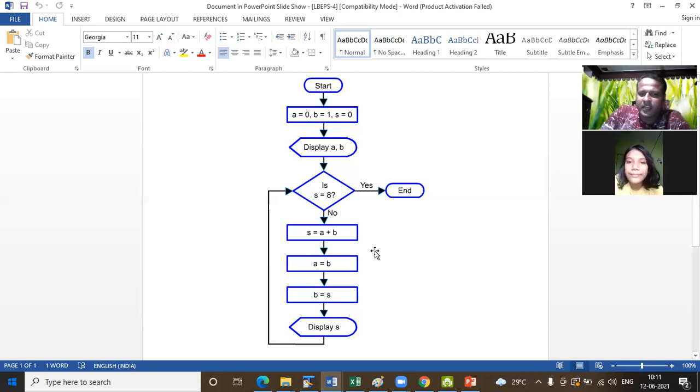Now A is equal to B. What is the value of B? 1. Now A value is 1. So cut the 0 where you have written it and write 1. A is equal to 1. B is equal to S. What is the value of S? 1. So in B, write 1. Already in B, 1 is present. Now display S. Display S means display 1.